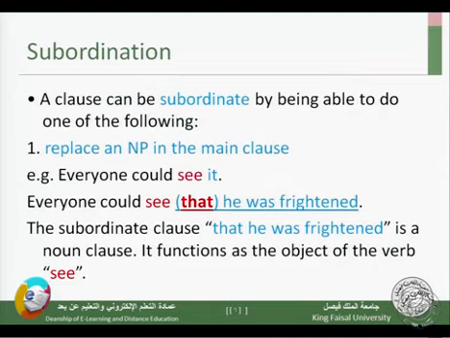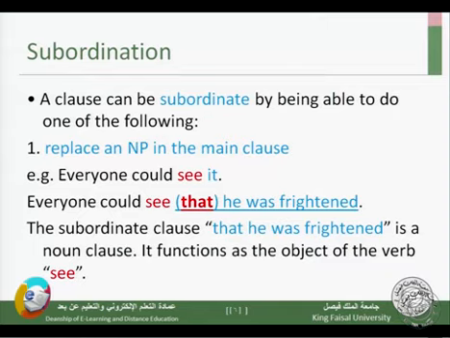A clause can be subordinate by being able to do one of the following. So if a clause can do one of the following, it can be called a subordinate clause. The first thing that they must be able to do is replace an NP in the main clause. So if a clause can replace an NP in the main clause, we call this clause a subordinate clause. So for example, everyone could see it. It here is a pronoun. Okay, so it is an NP. If you remember, pronouns are part of what we call NPs.